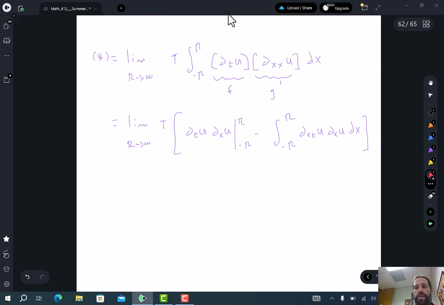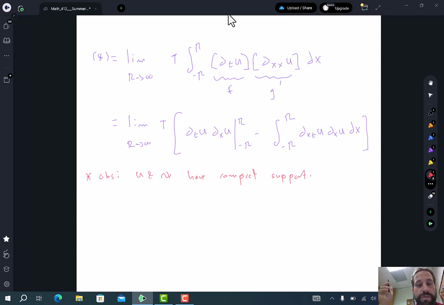Okay, so now observation. u and psi have compact support. This idea about finite propagation speed was covered on the previous page of notes that I didn't make a video on, but you can read about. The observation is that phi and psi have compact support. The finite propagation speed means that at any time, u will have compact support. So for any finite time, u is going to have compact support.